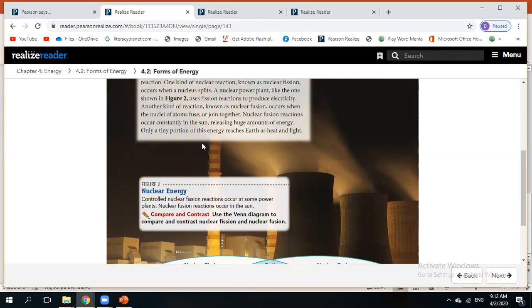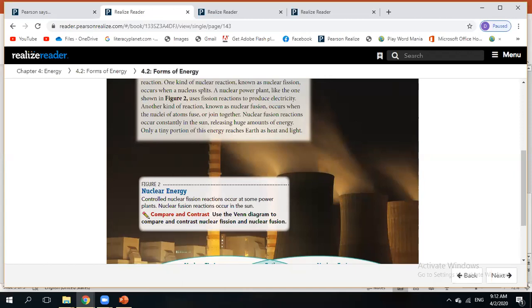Only a tiny portion of this energy reaches the earth as heat and light. Of course, the sun gives us heat and light energy. This is a form of nuclear energy, a nuclear fusion reaction that occurs due to the joining or fusion of the nuclei of atoms, which releases a huge amount of energy, and only a tiny portion reaches the earth.